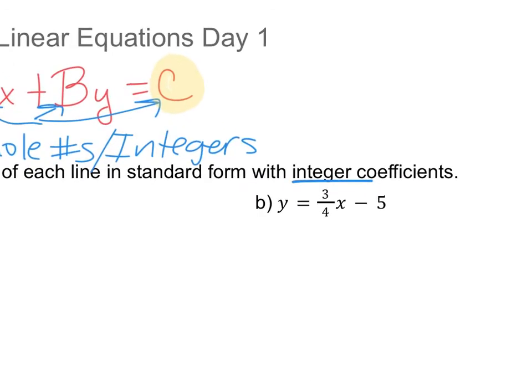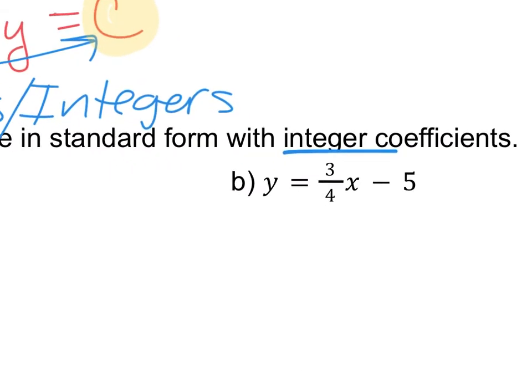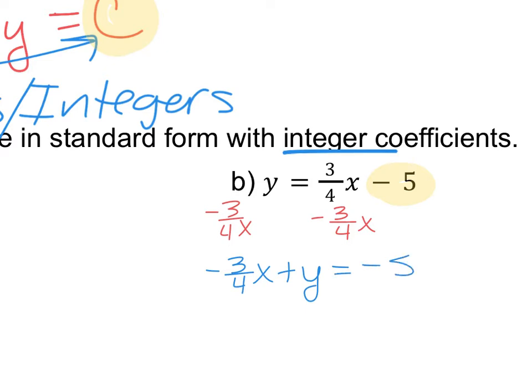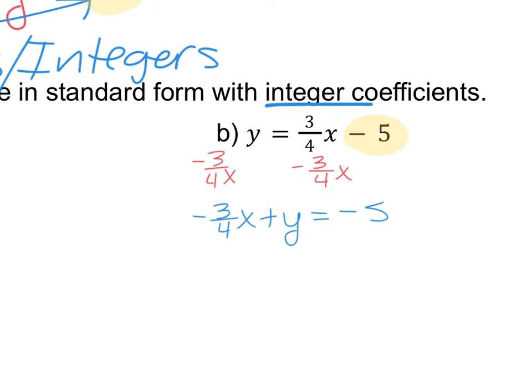Okay, this one. Again, we need the constant number by itself. So let's subtract 3/4 x from both sides. So negative 3/4 x plus y equals negative 5. Okay, we have a problem. What's the problem? Well, the problem is that we have a fraction. So that x has a fraction, right? Do you have any ideas of how I can get rid of that fraction and make it a whole number, an integer?